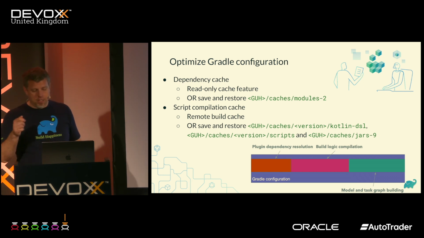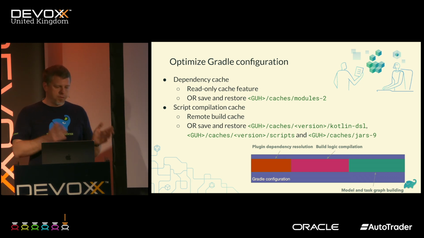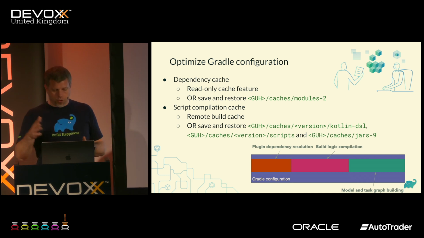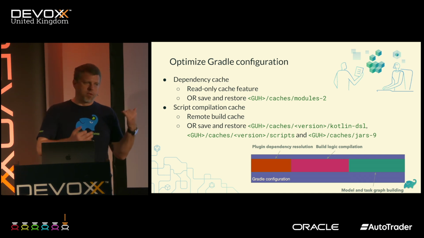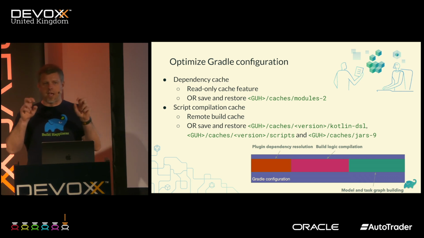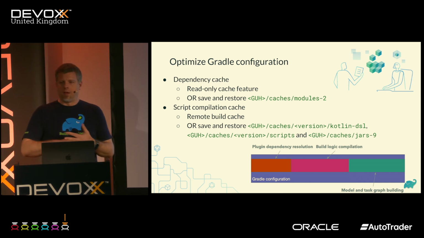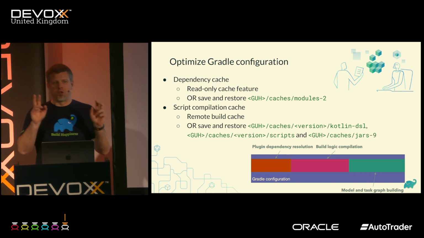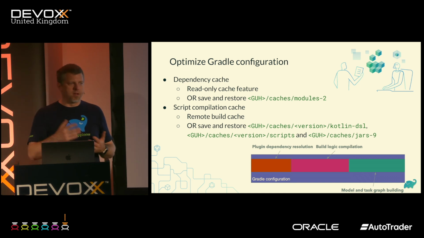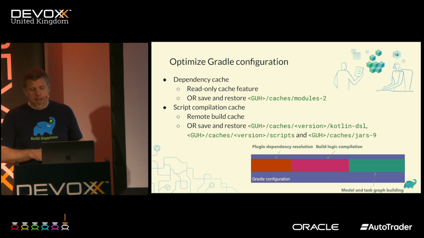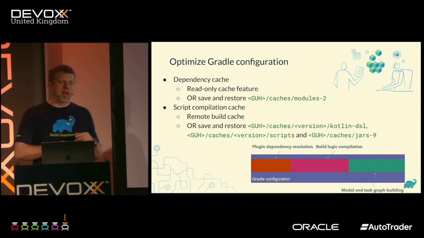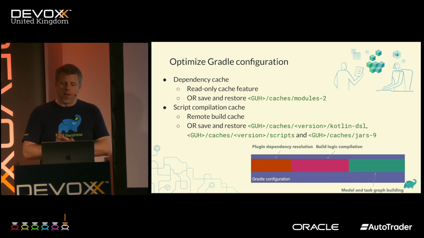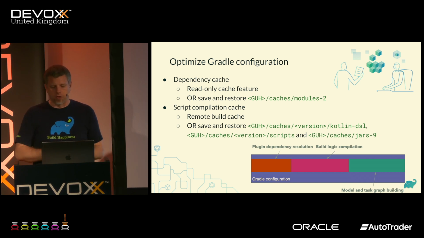We have caches, Gradle version, Kotlin DSL, that's for the Kotlin scripts. Caches, version, scripts, that's for the Groovy scripts. You can see the difference, right? When the cache for Groovy was made, Kotlin was not yet on the board, so it's just called scripts. Kotlin appeared, we have an explicit name there. Jars 9 is actually, especially in the latest versions of Gradle, we run with instrumentation of your build scripts in order to make the configuration cache work.